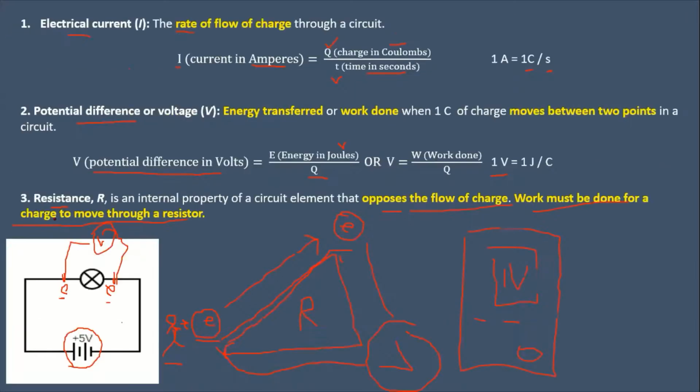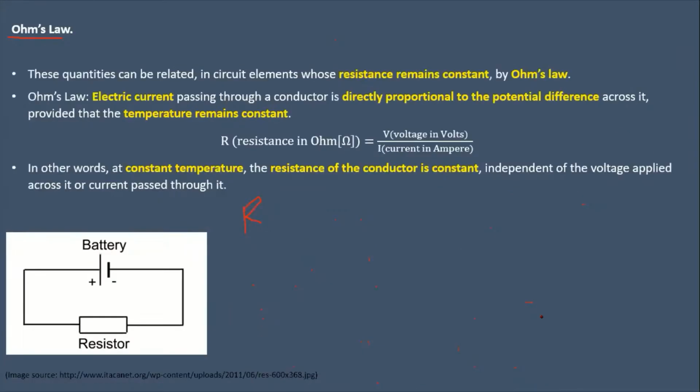So the resistance symbol R here, the potential difference symbol V, and the electric current with a symbol I. All of these things can be related to one another. This is the resistance, this is the current, and this is the voltage, the potential difference. All of these things can be related to each other by Ohm's law.